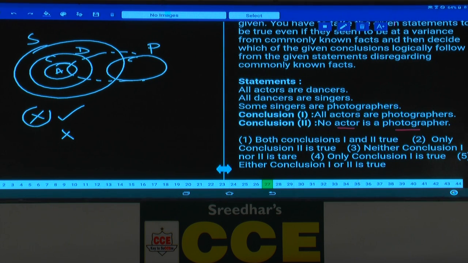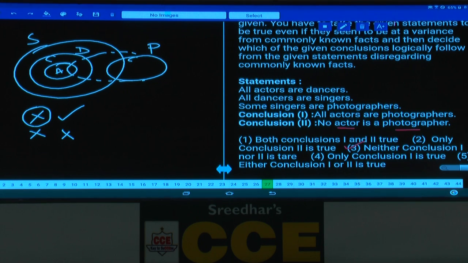Now, this is the previous conclusion that was false, isn't it? Now, what happened to the first one here? Now, all actors are photographers. Is it true? No. Some actors are photographers is true, but all actors are photographers is false. Hence, this is also false. Hence, neither one nor two. And it is given in choice 3. Done with this? Now, question number 27, choice 3.